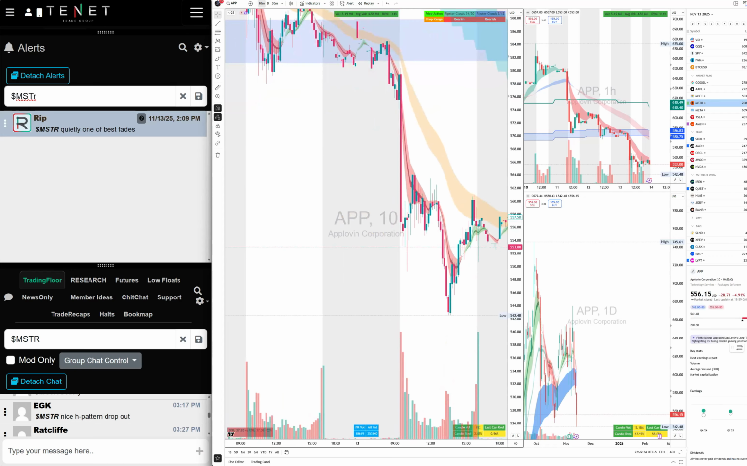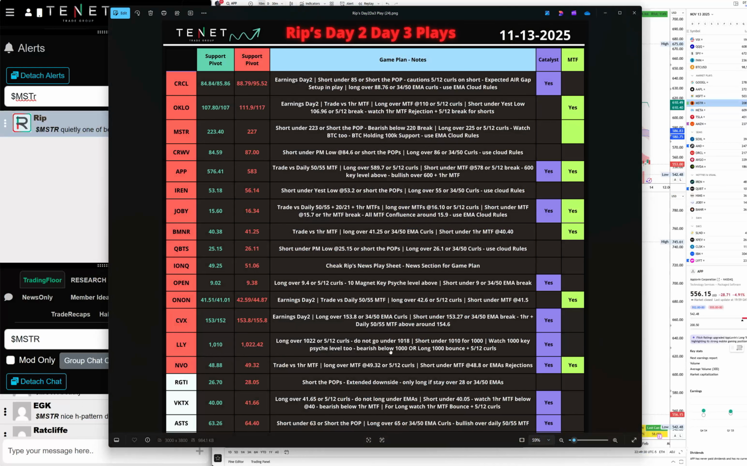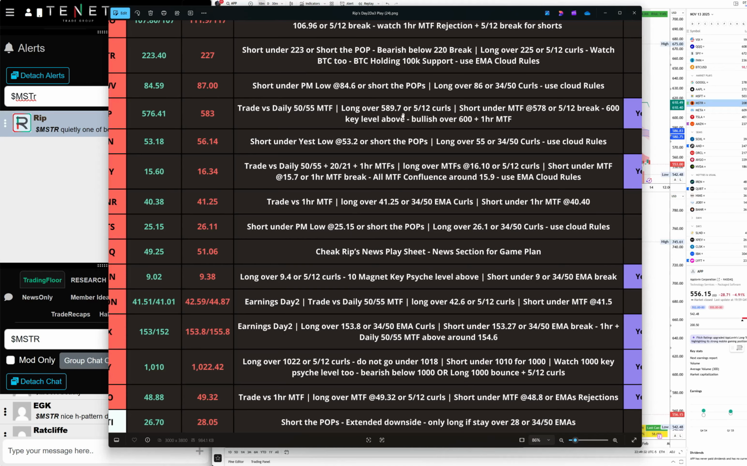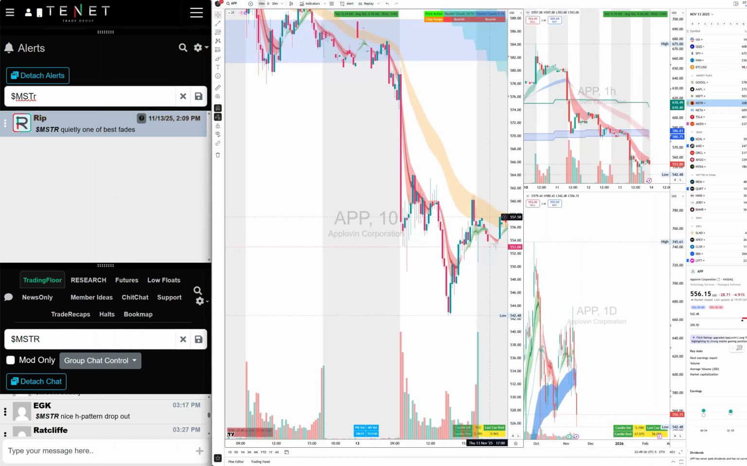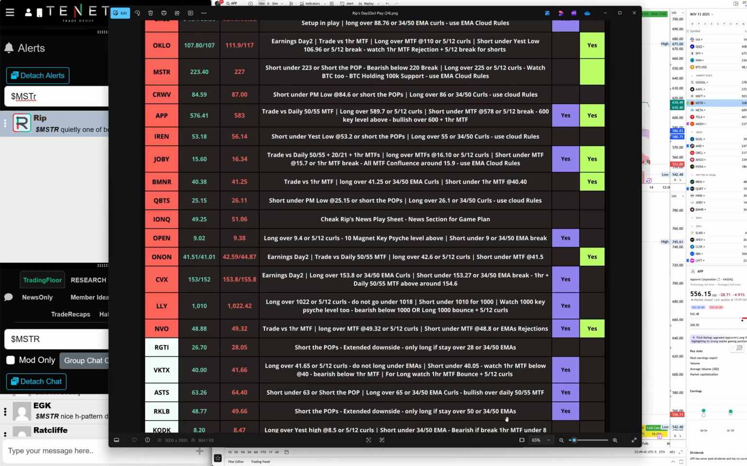APP was our day two setup. Let's take a look here. APP long over 590, short under 578, 600 key psychological level. Also, there was this MTF cloud. This was under the 50-55 MTF. You see that there was a 50-55 MTF that we had on APP.